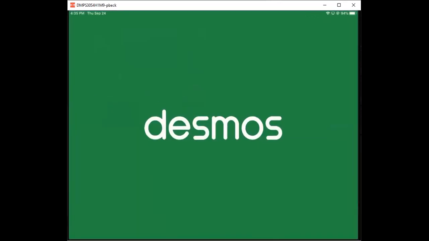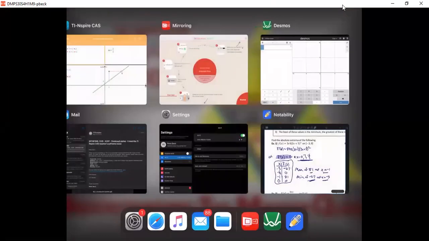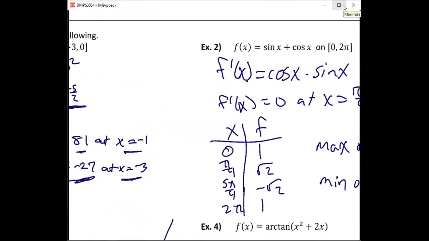And I doubt that this is still in my Desmos graph, but I can take a look at it. Yeah, it is not in my Desmos graph. So let's just go ahead and go back to the notes. All right, we can verify that graphically if we wanted to.